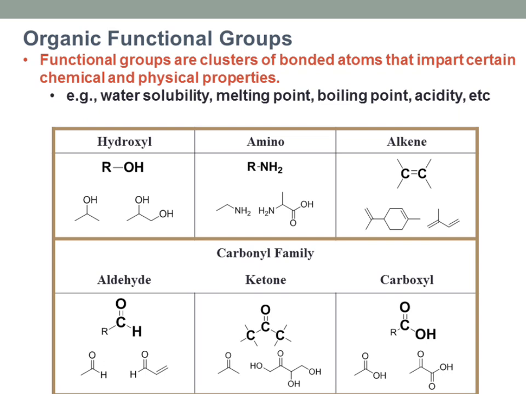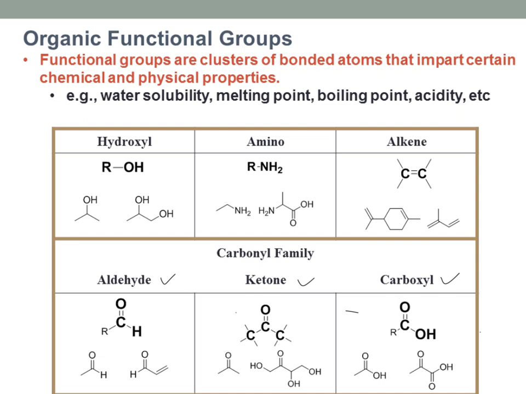I want you to know these six. I want you to know the hydroxyl group, the amino group, the alkenes, and then only three in the carbonyl family. So aldehydes, ketones, and carboxyls. And remember that we differentiated between aldehydes, ketones, and carboxyls in part one. So in that other video, hopefully you already saw that one.